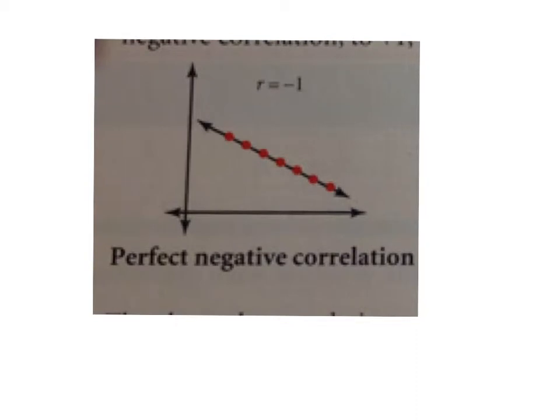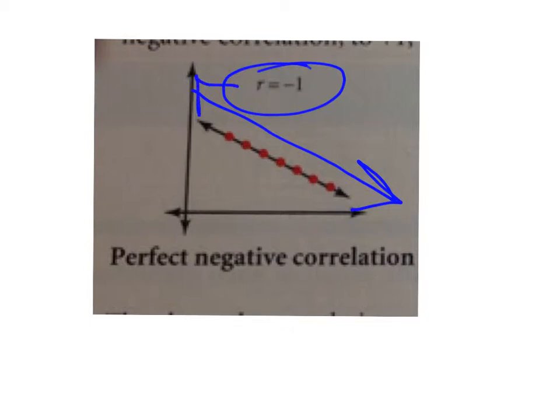Here is a perfect negative correlation. If your value of R comes out to be -1, and we haven't even calculated it yet, but if it comes out to be -1, that means your line is dropping to the right, and it's a perfect negative correlation.